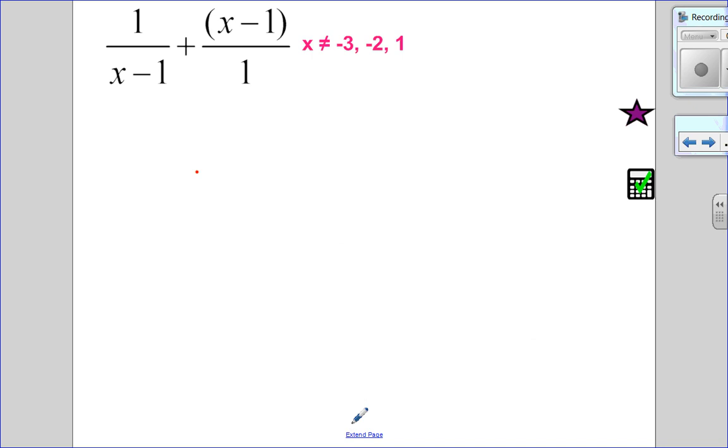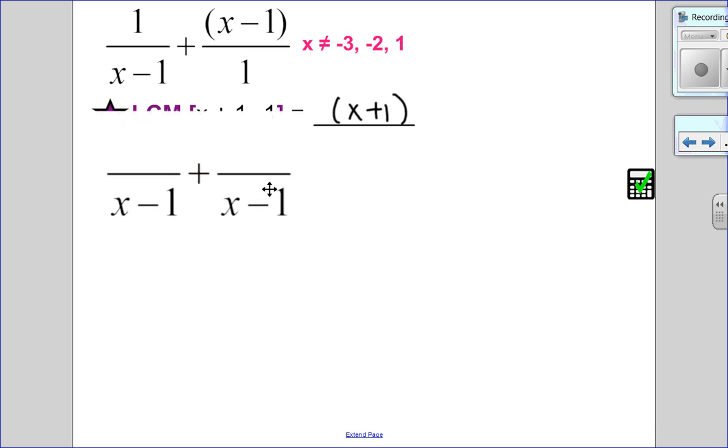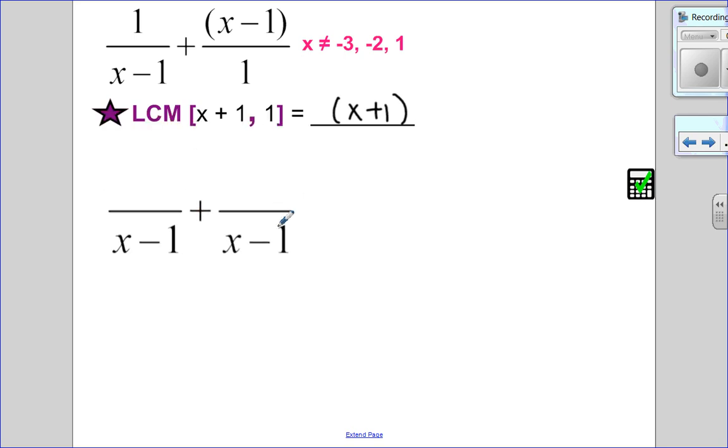So over here is my new expression, my simplified expression, with my original restrictions. So since I'm adding, I do need a lowest common multiple. So the lowest common multiple will be one of each factor. I technically don't need to write down 1 because 1 is a factor of every number. So let's create a fraction with the common denominator of x minus 1.